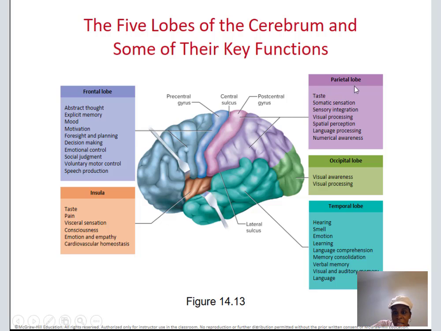If you take the parietal lobe, taste, somatic sensation, soma. If somebody touches you, like on your muscle, you feel it on your skin, that's going to be somatic sensation. Sensory integration means when you feel something. Visual processing, spatial perception, language, so you receive the word, you understand. So anything that's caudal to the central sulcus, you think about sensation and feeling. But if you come to the precentral, you think about motor, motivation, kind of doing something, planning something, acting on something.